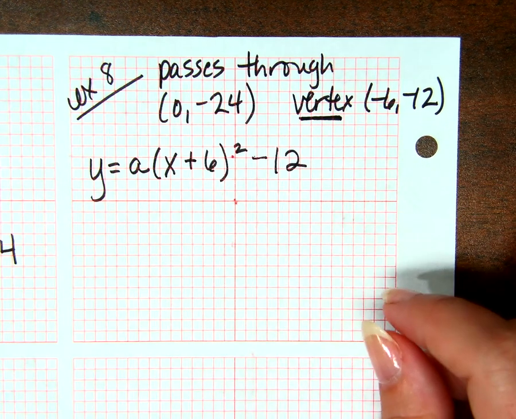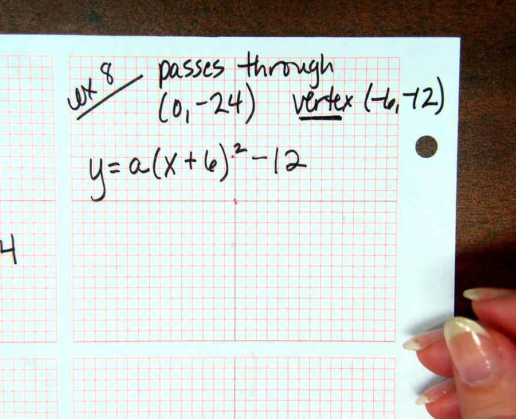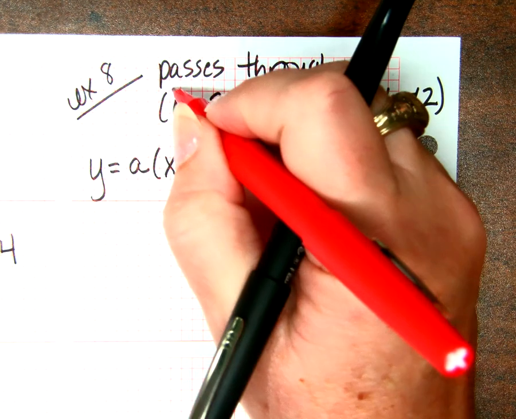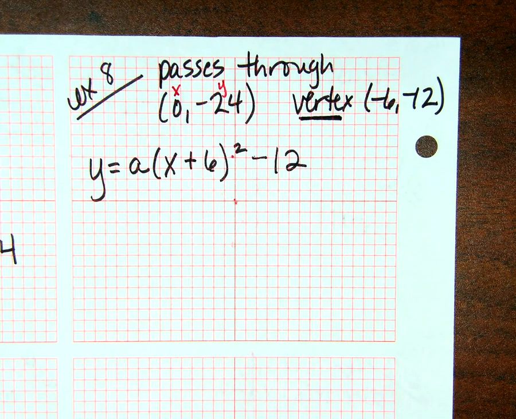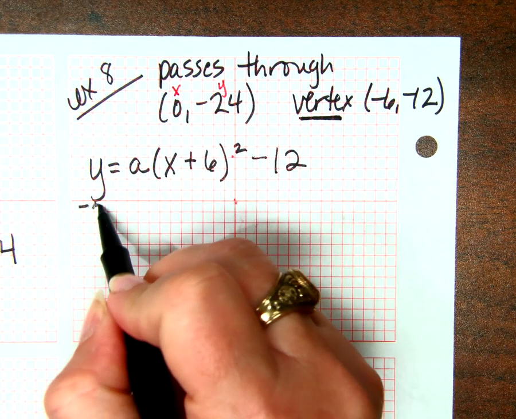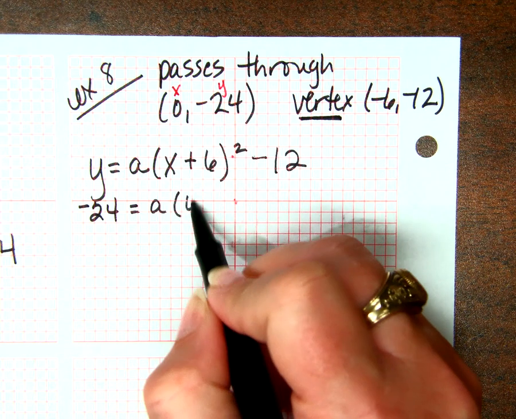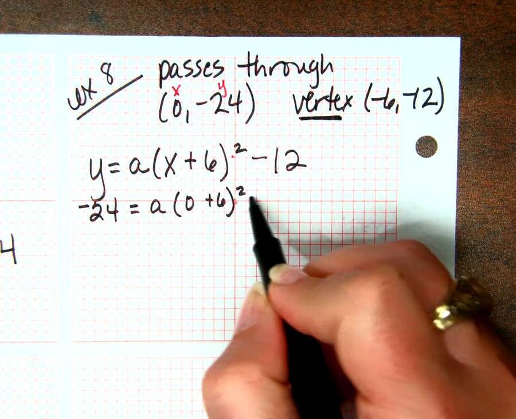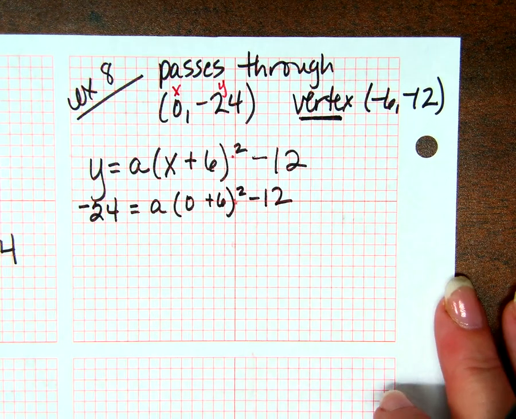Now what? Am I done with the equation? What don't I know? I don't know a, but I do know a point that it passes through, so I do know an x and a y. Does that make sense? Okay. So if I know an x and a y, I'm going to go ahead and plug in x and y to try to find a. And I'm going to solve this equation for a.